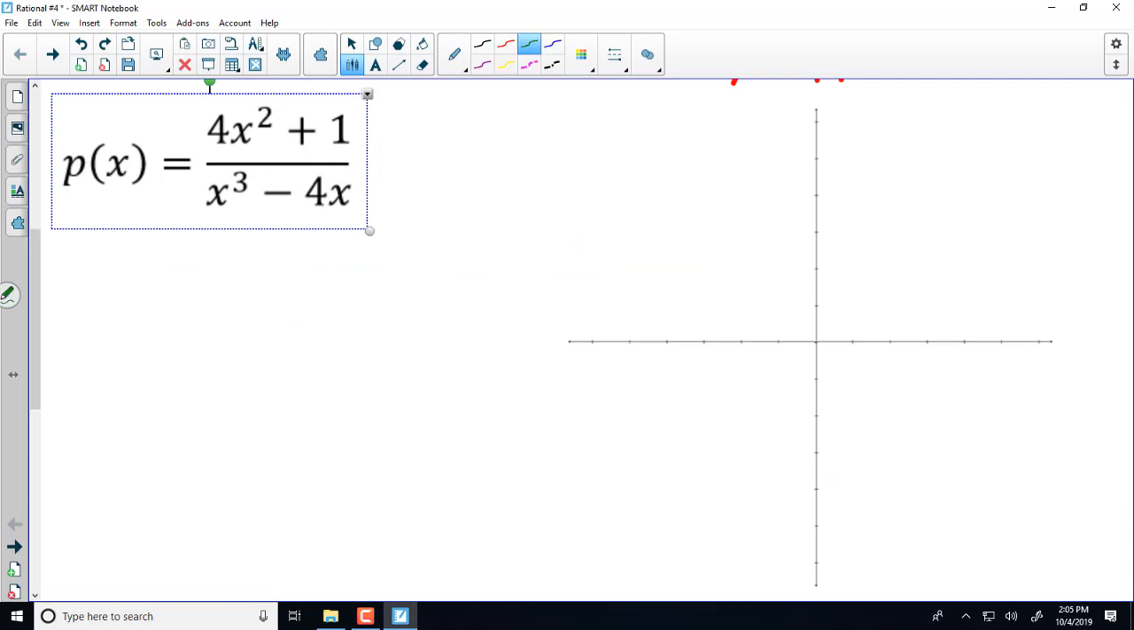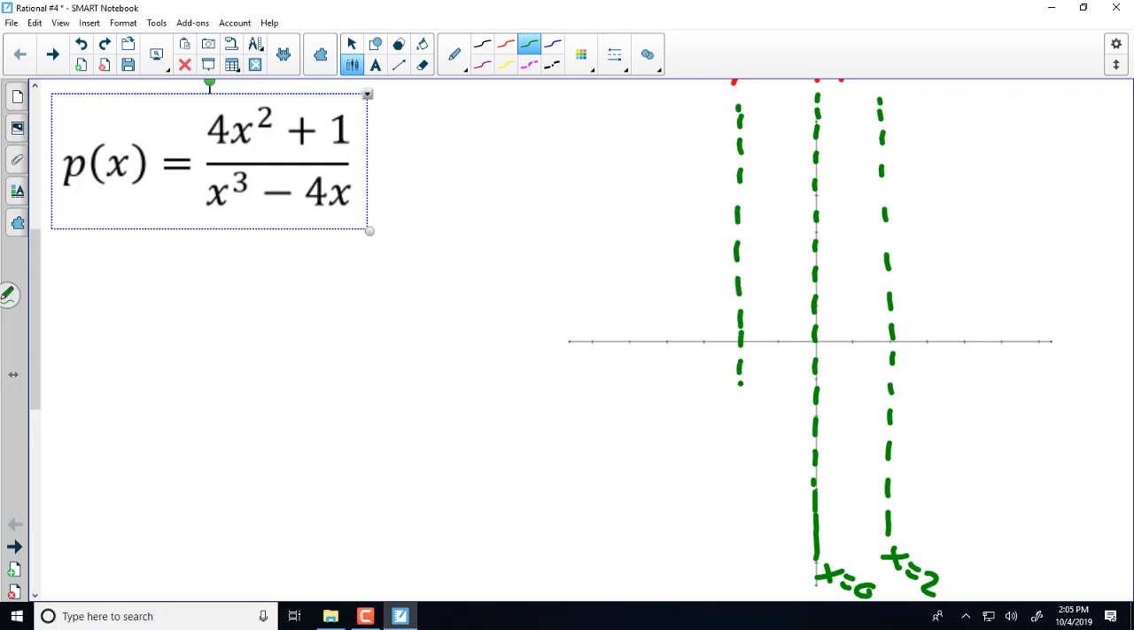Okay, so since I know the asymptotes, I'll put those in. There's x equals 0. There's x equals 2. There's x equals -2. It looks like we have three vertical asymptotes, so our graph's going to have four pieces. There's going to be one over here, one in here, one here, and one over here. And I do have a horizontal asymptote also, right here.